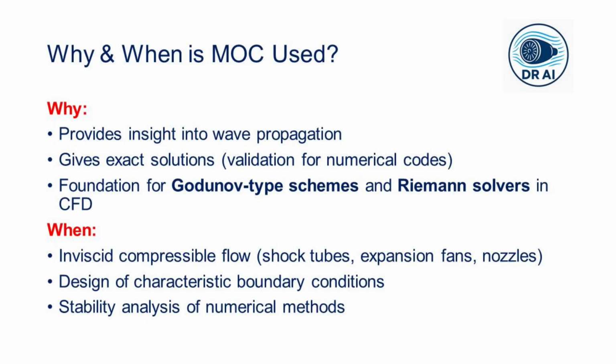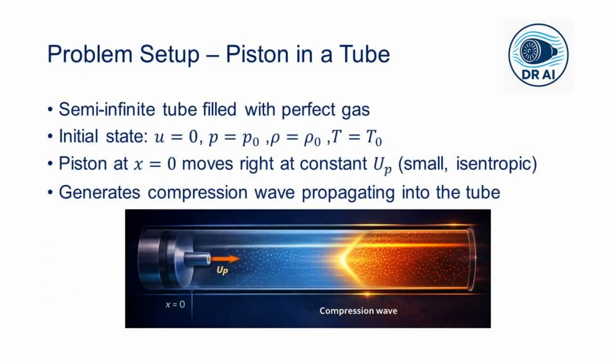So when is it used? For solving inviscid compressible flow problems analytically, for example, shock tubes and expansion fans, for designing the numerical boundary conditions, the characteristic boundary conditions, or for analyzing the stability and the wave propagation in the numerical schemes. So let us apply it to our piston problem.